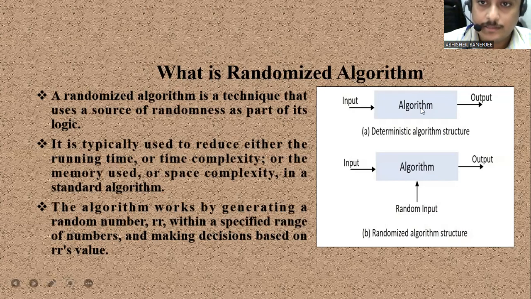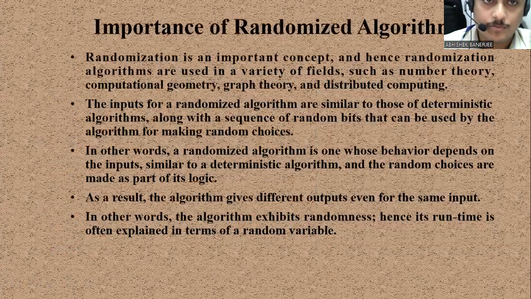See, in this figure, normal algorithm, there is an input, there is an output. But in randomized algorithm, there is input and output, and random input is there. The algorithm works by generating the random number, let's suppose this is R, within a specified range of numbers and making decisions based on R's value.